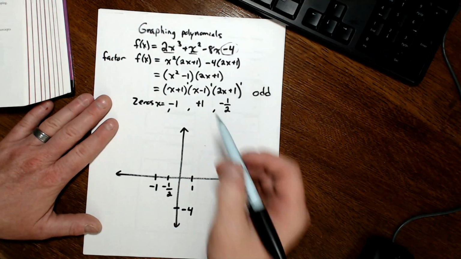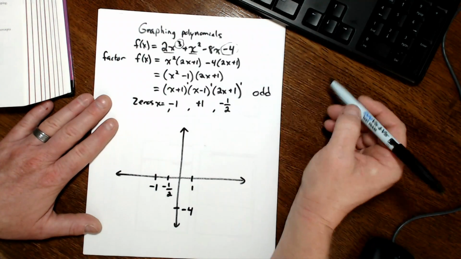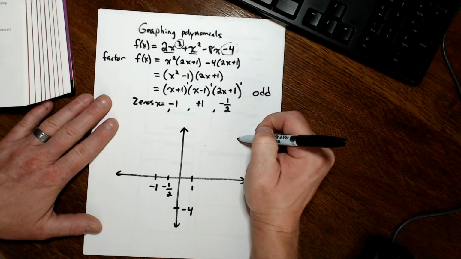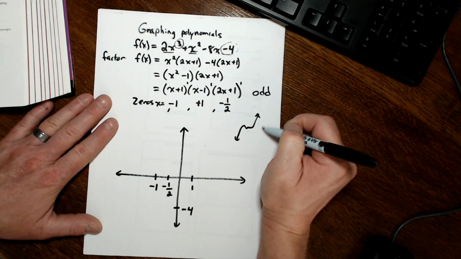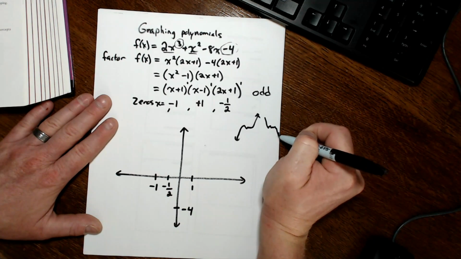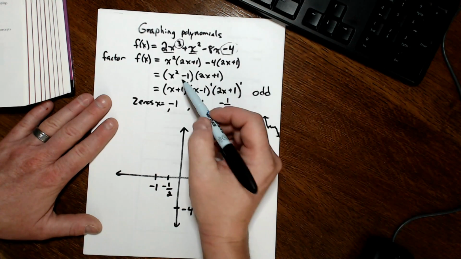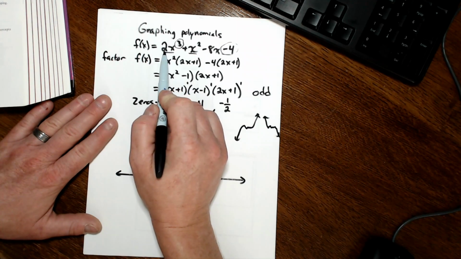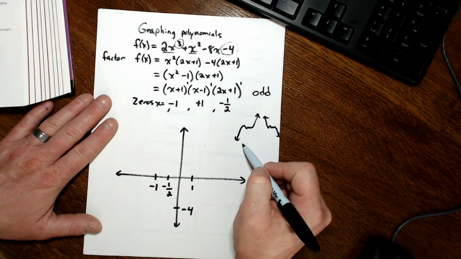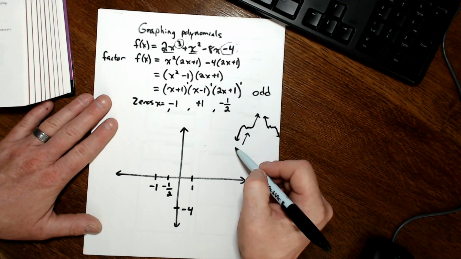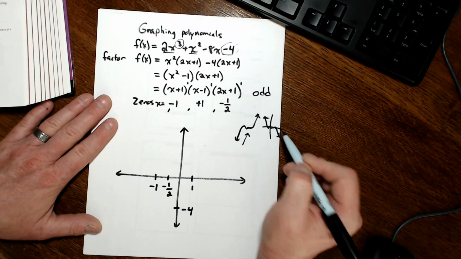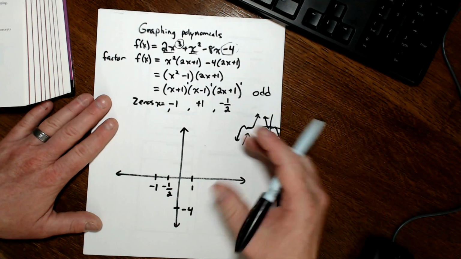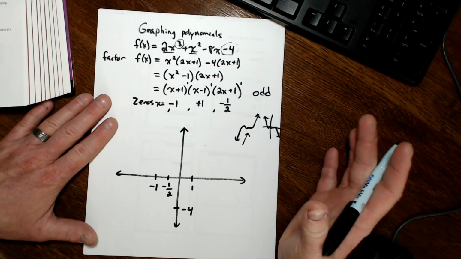I also know that I have a third-degree polynomial, so it's going to be either this or it's going to be this. Because my leading coefficient is positive, it's going to be this one right here. It's going to start at negative infinity and end up at positive infinity. So that's not going to be our option. This is going to tell us everything we need to know about our graph.